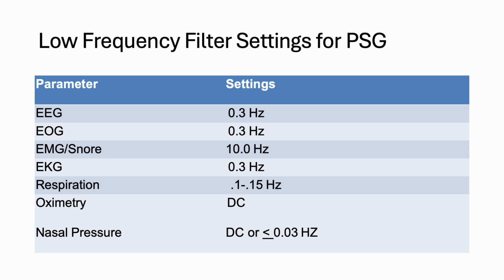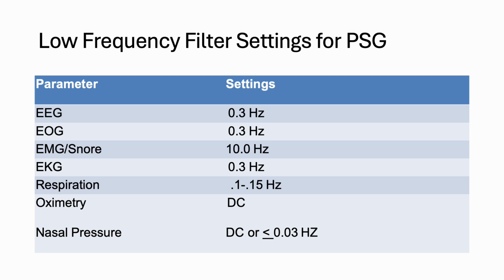These are the low frequency filter settings for PSG. In fact, what I did to memorize this stuff was to put all the settings in order from lowest frequency to highest frequency. So I put all the 0.3s together, and they all started with E. You got EEG, EOG, and EKG. And then, well, before that, you've got respiration.